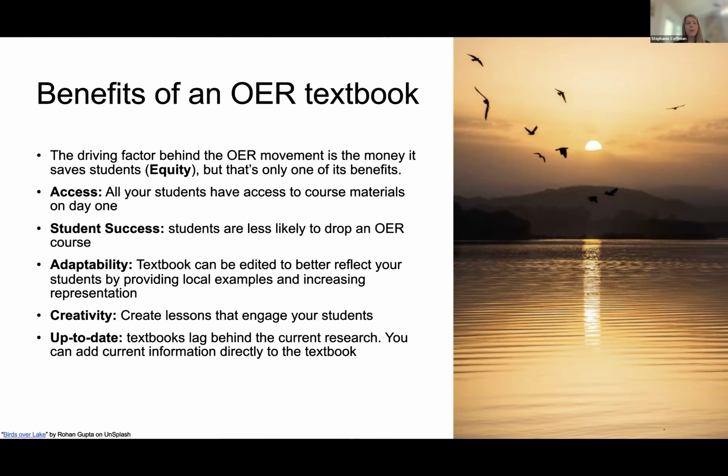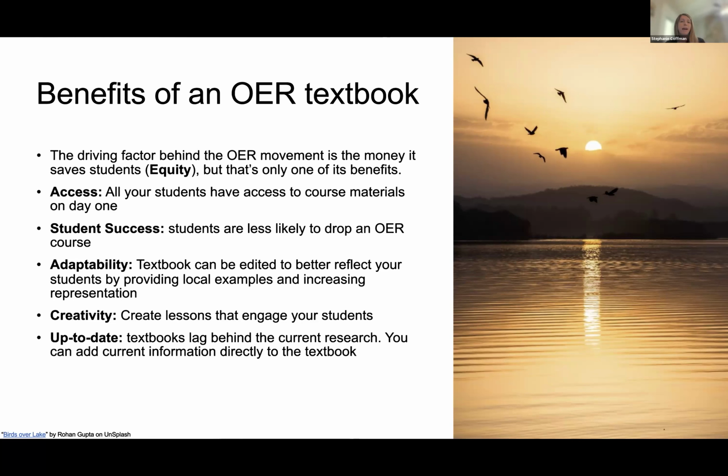What are the benefits of an OER textbook? There are a lot. The driving factor behind the whole OER movement is money, right? Removing this barrier to education, that is the cost of textbooks, which has gotten much higher over the years. But there are a lot of other benefits as well. The first one being access. If you use an OER textbook, 100% of your students will have access to course materials on the first day of the semester, or even before it if you send it out earlier.